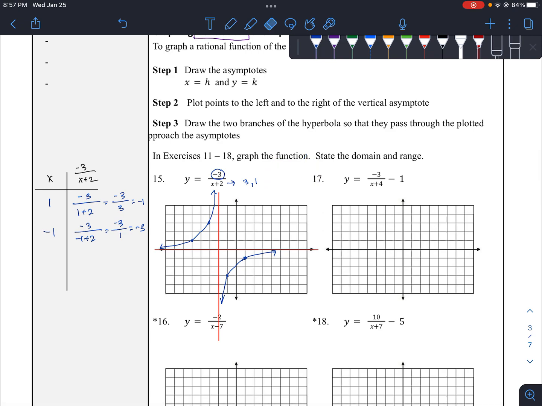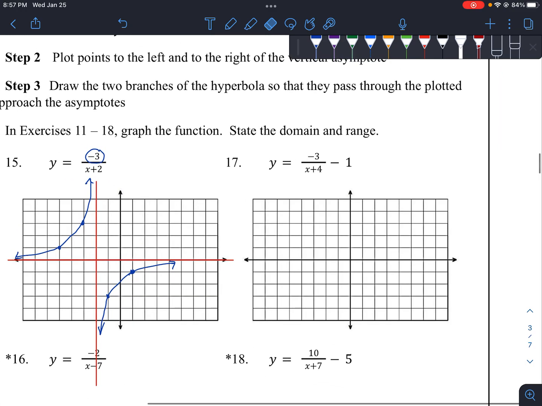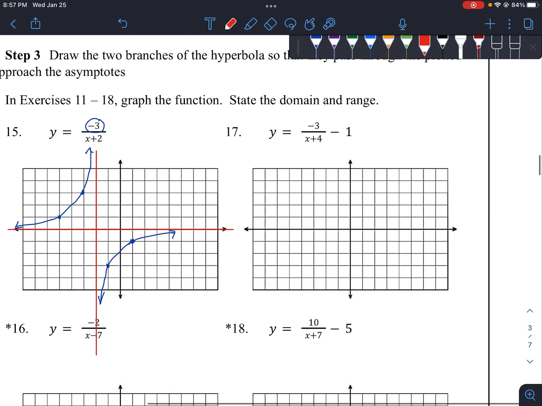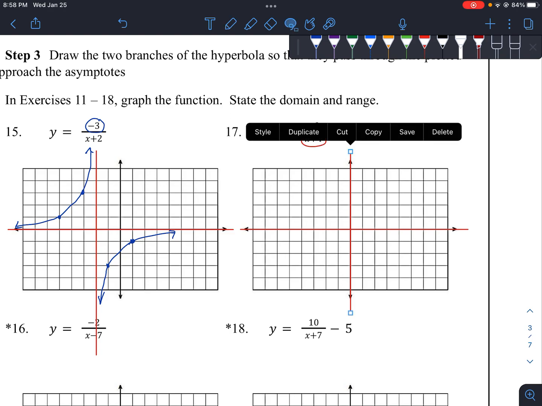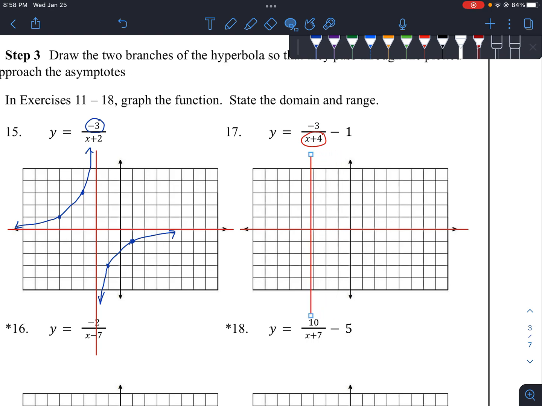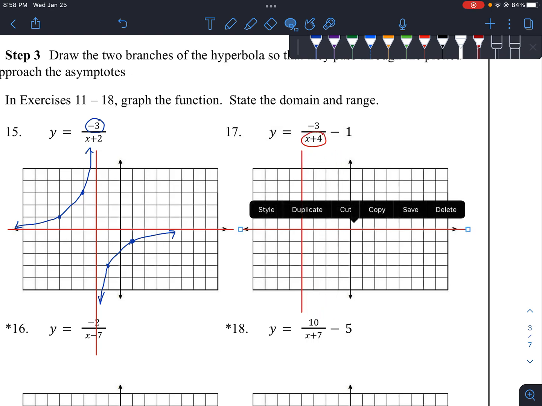So let me give maybe a more clear example in 17. So in 17 we have both horizontal and vertical shifts. So I'm going to graph my asymptotes. Now, this is going to be a left 4 shift. So that's going to move this line right here. 1, 2, 3, 4. And this one is going to move down 1.